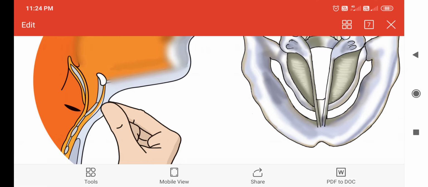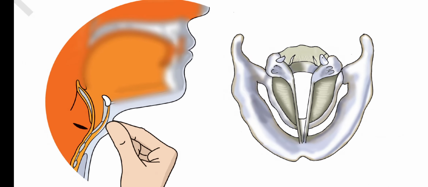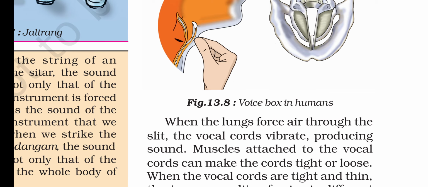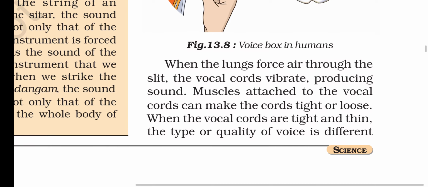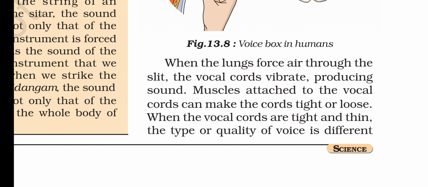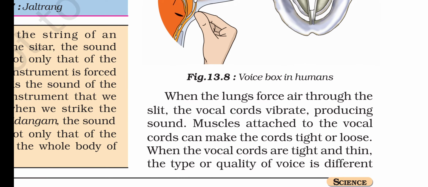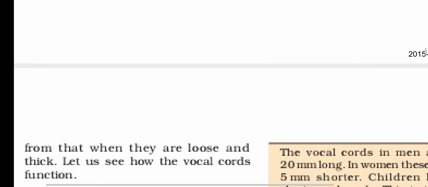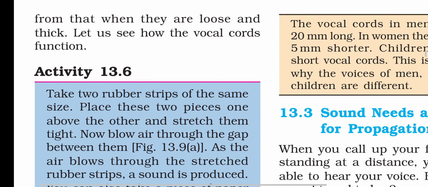Right? So this is the part which is called the larynx, right? And this is how we can speak, right? Voice box in humans, this diagram you have to draw. When the lungs force air through the slit, the vocal cords vibrate, producing sound. Muscles attached to the vocal cords can make the cords tight or loose. When the vocal cords are tight and thin, the quality of voice is different. Similarly, when they are loose and thick, the voice is different. This is how the vocal cords function.